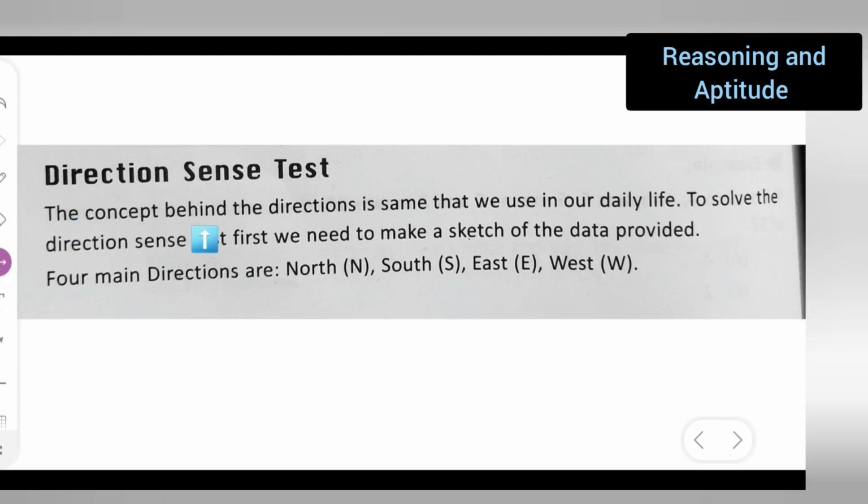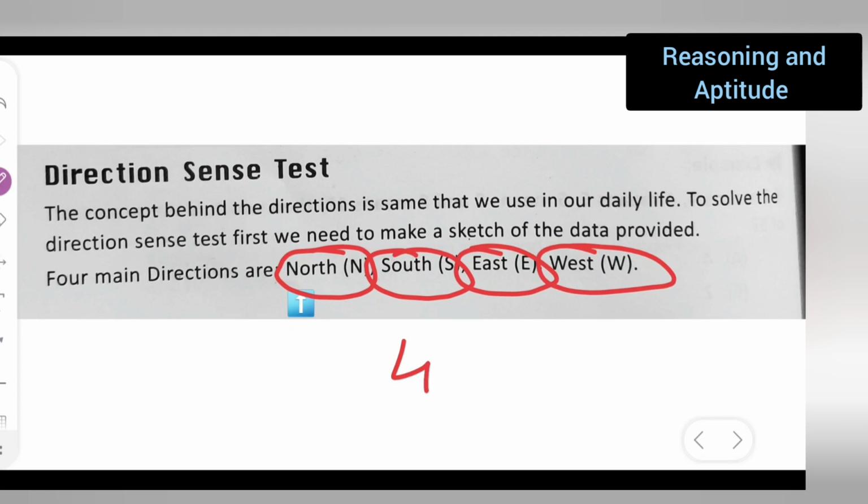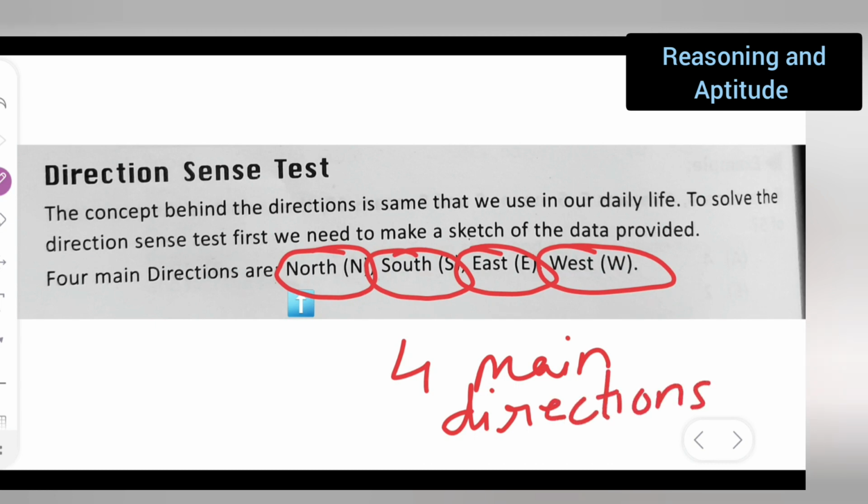The concept behind the directions is the same that we use in our daily life to solve the direction sense test. First, we need to make a sketch of the data provided. There are four main directions. Which are they? North, south, east and west. These are the four main directions, right? I hope you have understood which are the four main directions.